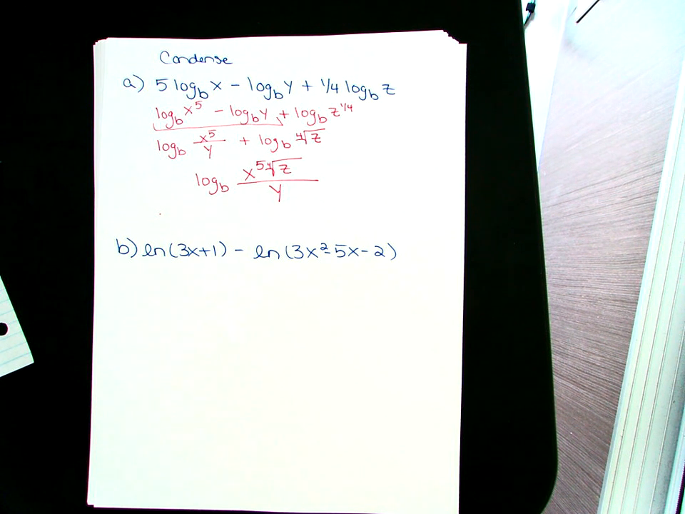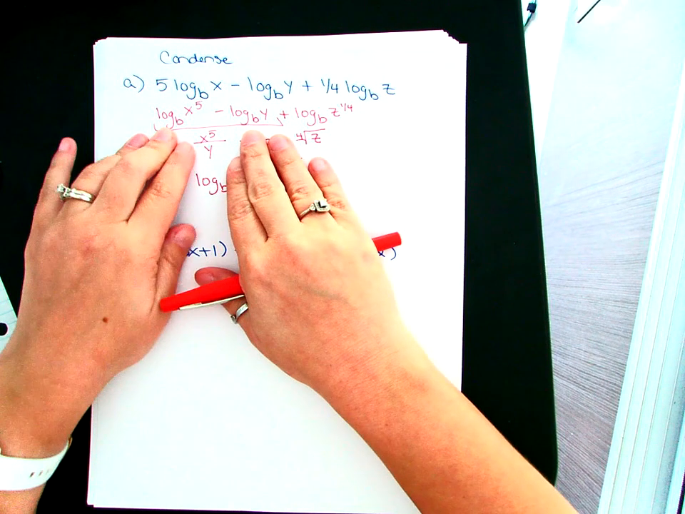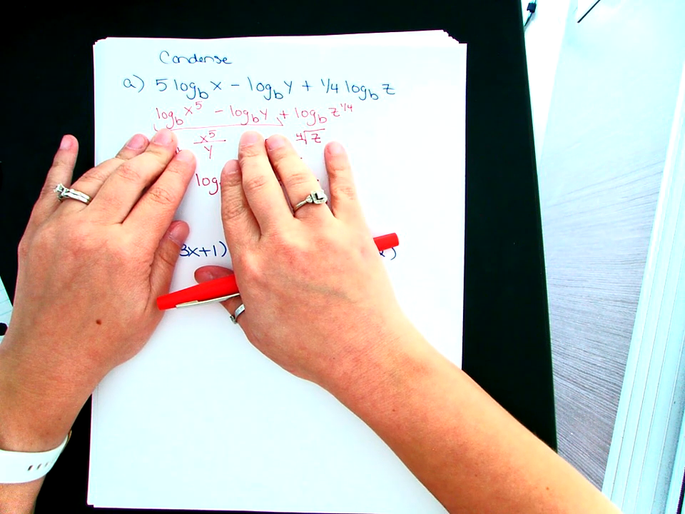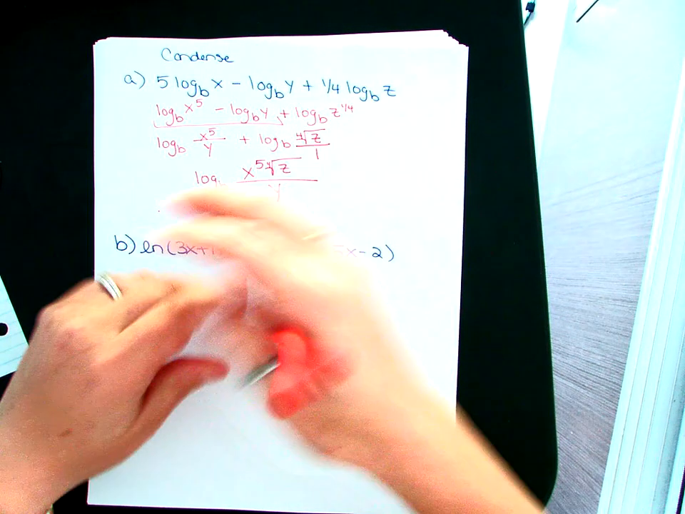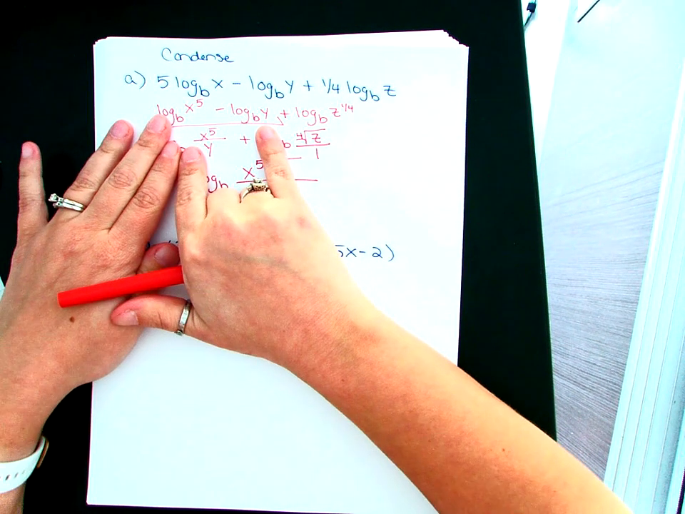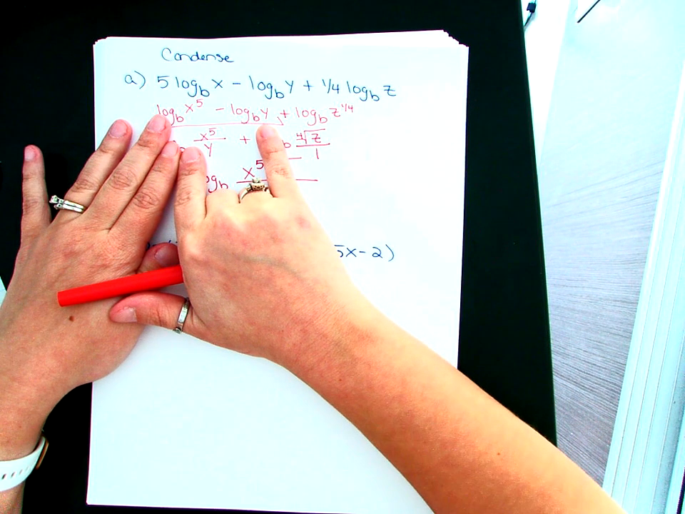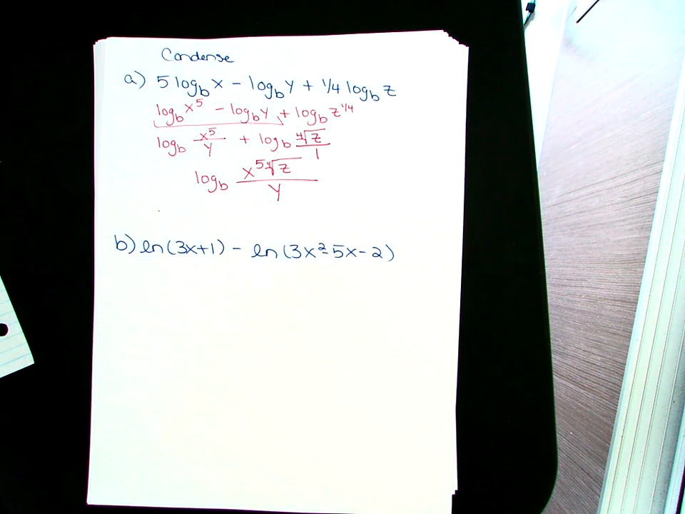When you're multiplying, forget about the logs entirely and just think about if I was multiplying x to the 5th over y times this. This 4th root of z is not written as a fraction, so you would stick it over 1. And when you do that, notice it's going to stay on top. Does that make more sense? So maybe sticking it over 1 would be helpful. Any other questions on that one?